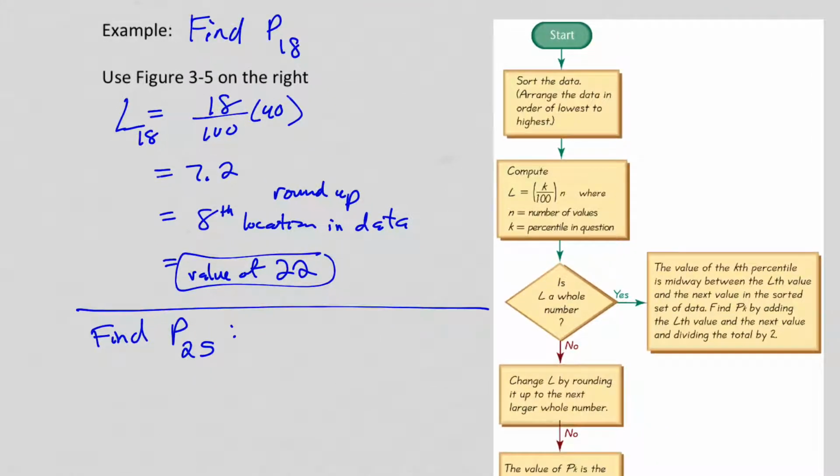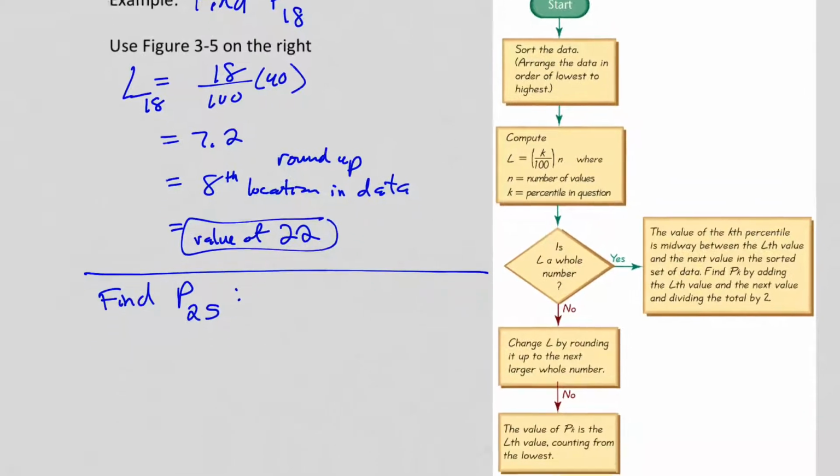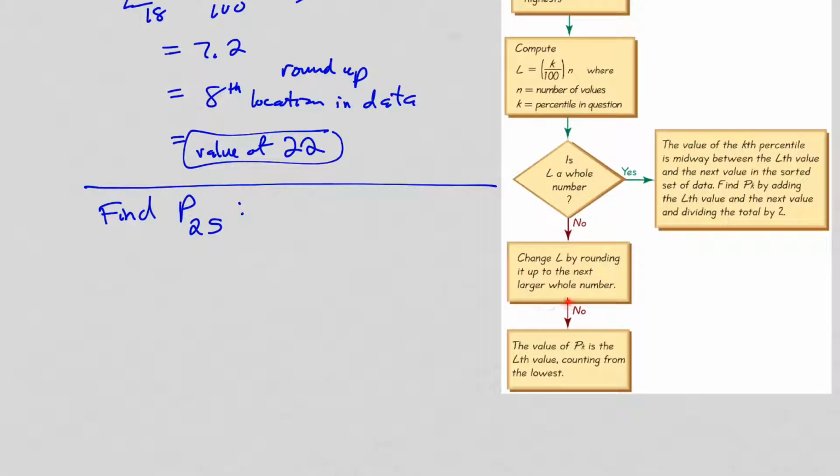So what we just did there was we followed this chart. This was already done for you. It was already sorted from least to greatest. We did this part. We got 7.2. Is it a whole number? No. And then we rounded it up, and then we found the 22 from here.